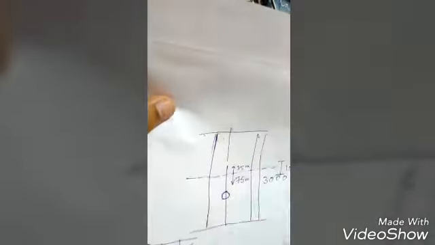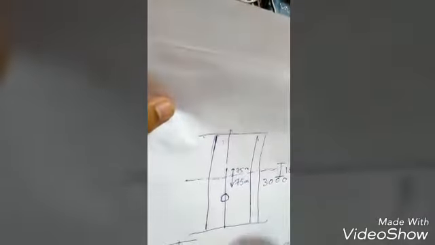And here's one thing: we always give the lap to the upper bar. Never give the lap to the lower bar, because that bar is fixed from the below side. So the new bar which we add from the upside, we have to give the lap to that bar. That is the very important thing.